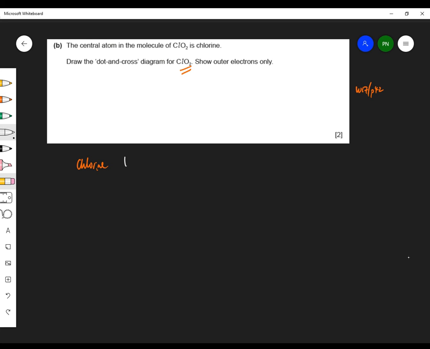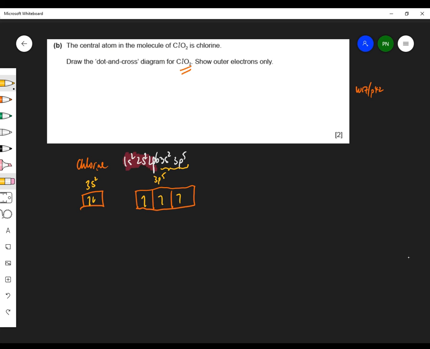Chlorine has an electronic structure of 1s2, 2s2, 2p6, 3s2, 3p5. And if we were to draw that in our boxes, it would look like this. It's not very pretty, but there you go. I'm ignoring these inner shells and just looking at the outer shells, the 3s2, 3p5. So let me draw those in. This is the 3s2, and this is the 3p5.